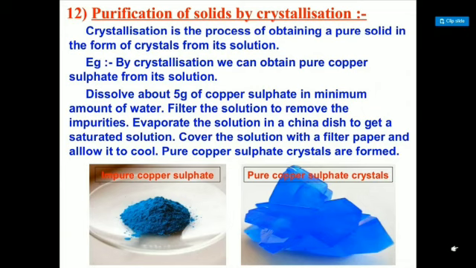Dissolve 5 gram of copper sulfate in a minimum amount of water. Filter the solution to remove the impurities. Then evaporate the solution in a china dish to get a saturated solution. While it is evaporating, continuous stirring is necessary. Cover the solution with a filter paper and allow it to cool. Pure copper sulfate crystals are formed.